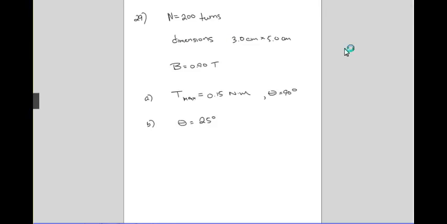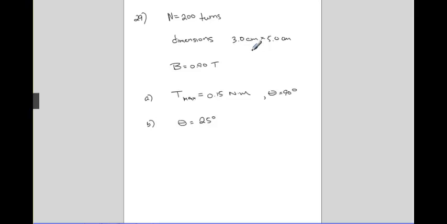Okay, we're on problem number 29, chapter 19. And we did a single loop problem. But to get the kind of torques that you need in a motor, you typically have to have quite a number of loops. So in this case, we have 200 loops, 200 turns. The dimensions are 3 centimeters by 5 centimeters, which we'll have to convert to meters. It doesn't say what the shape is, but we're assuming that it's a square since they give us 2 dimensions.